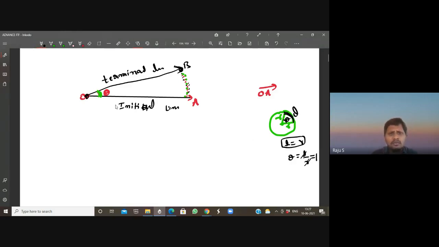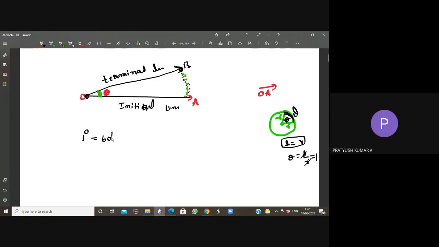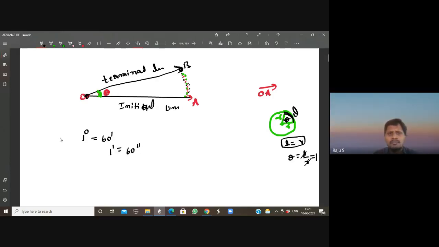Anyhow, one right angle can be divided into how many equal parts in degrees? In the English system, 90 equal parts. Each part is denoted by 1 degree. 1 degree is equal to how many minutes? 60 minutes. 1 minute is equal to how many seconds? 60. So one right angle, RA means right angle, can be divided into 90 equal parts. Each part is given by 1 degree. 1 degree is equal to 60 minutes. 1 minute is equal to 60 seconds.